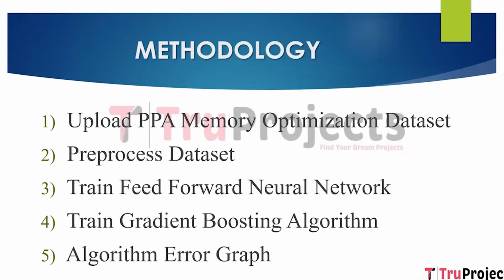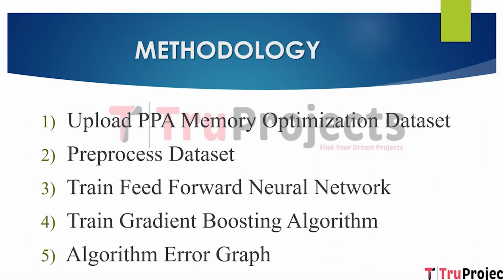First one is to upload the PPA memory optimization dataset. Using this module, we will upload the PPA dataset application, read the dataset, and then display memory compiler parameters with importance codes related to class labels. Next one is to pre-process the dataset. In this module, we will split the dataset into train and test, using 80% of the dataset for training and 20% for testing. And this test data will be applied on the trained model to calculate the incorrect prediction error rate.